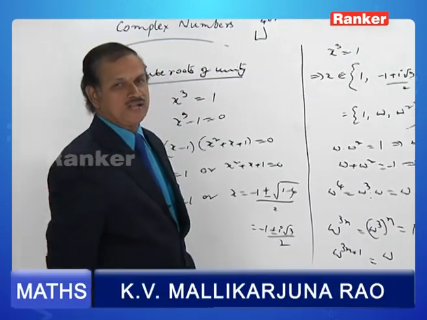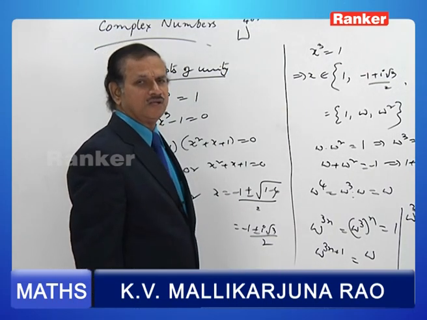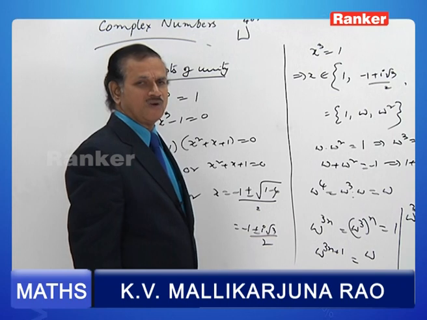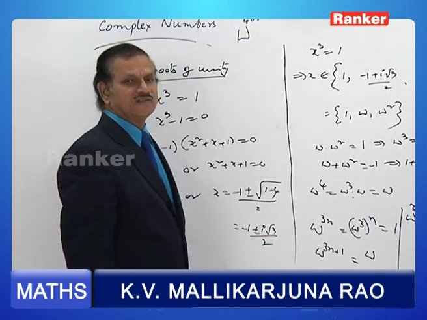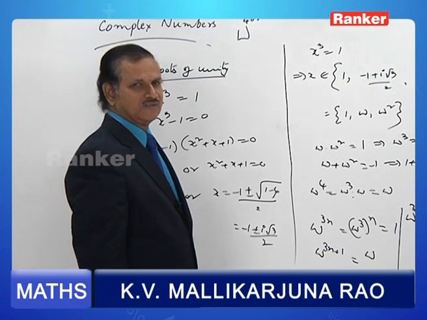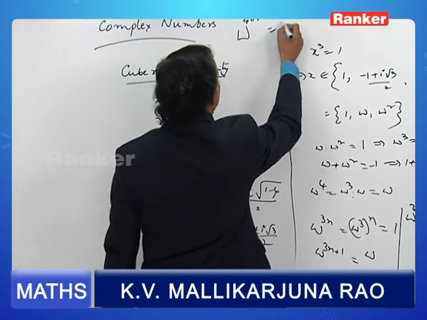So, in general, if there is, say, some omega power 405, what is the value of omega power 405? Is 405 a multiple of 3, or does it leave a remainder 1 or 2 when divided by 3? It is a multiple of 3, and what does it mean? It can be written as omega power 3n. Hence the answer is 1.